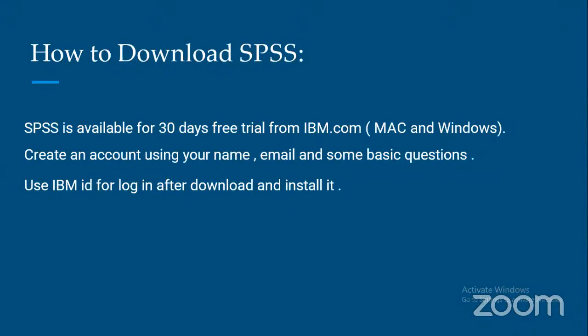So how to download SPSS? SPSS is available with a 30 days free trial from IBM.com. You have to go to IBM.com and create an account using your name, email address, and some basic questions. After that, you download the program, install it on your computer, and log in to it using the IBM ID you have.